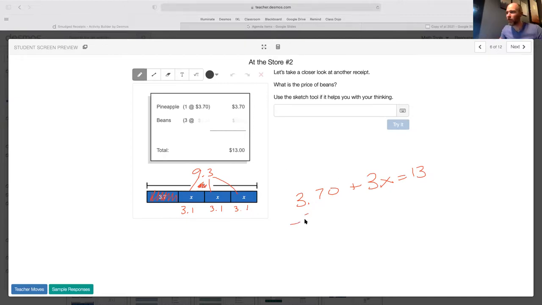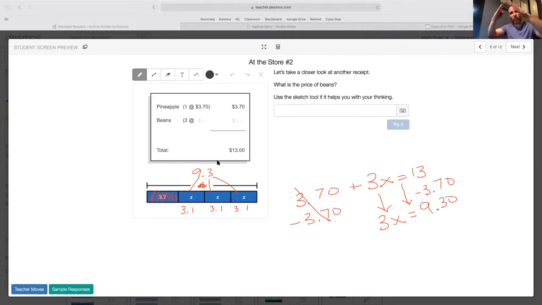The first thing I'm going to do is take away 370 from both sides of the equation, one over on the left and one over on the right. And so this part just kind of cancels out, right? 370 minus 370 makes a zero. I still have my 3x here though, right? I've got to be careful to keep that. I've got to bring my equal sign straight down, don't lose it. 13 minus 370 is $9.30, just like I had over here.